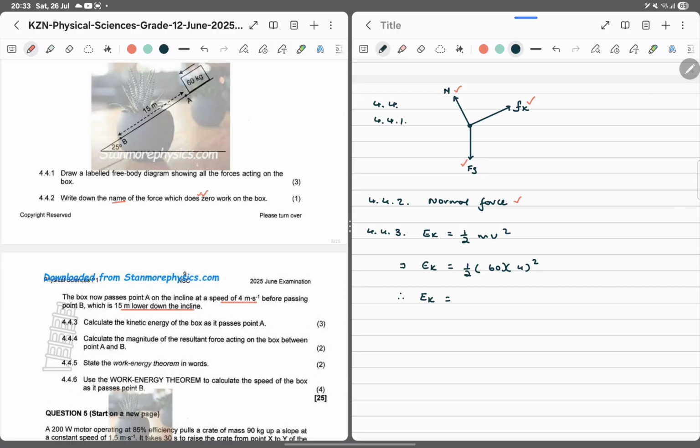So we get 480. Remember, this is energy, so it's joules. All right, easy stuff. Formula, substitutions, answer.